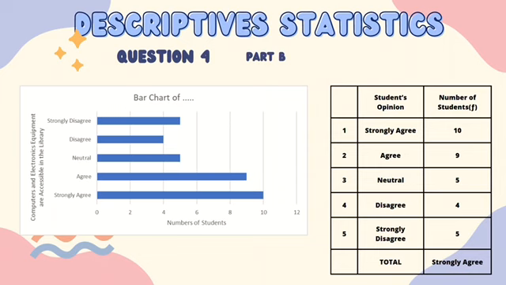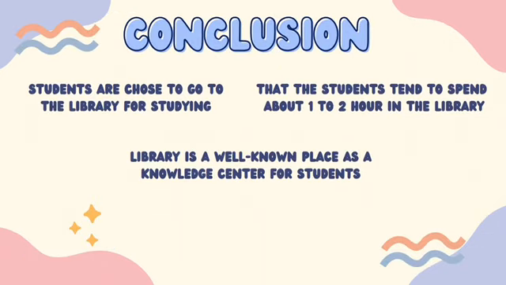Thank you. Today I'm going to explain to you our conclusion. Based on the data, students chose to go to the library for studying since the library is a well-known place as a knowledge center for students. The library also holds a vast amount of data and materials for students to study for their finals or complete their assignments. Other than that, students tend to spend about 1 to 2 hours in the library because they want to either finish their assignments or have a rest before their next class.